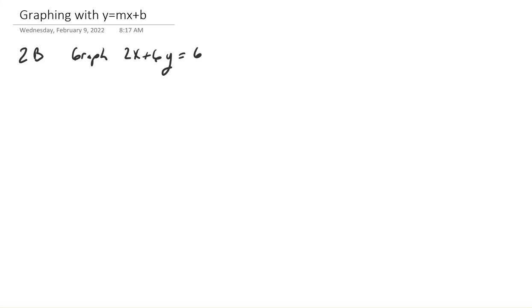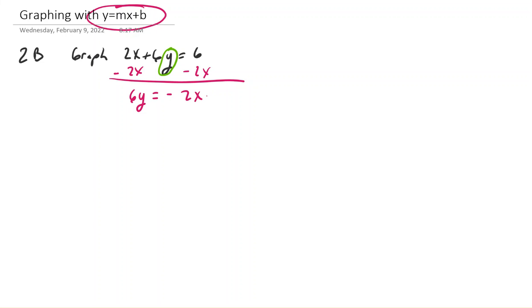Okay, so you should have said, what I want is y by itself. So I've got to get rid of everything that's not y. So let's move the 2x first. And keep in mind, we want this form right here. So that means I'm going to do 6y is equal to negative 2x plus 6, because I want it in the form of y equals mx.